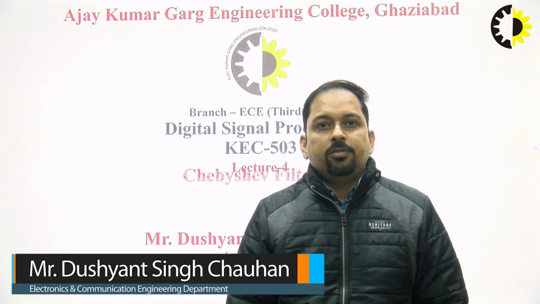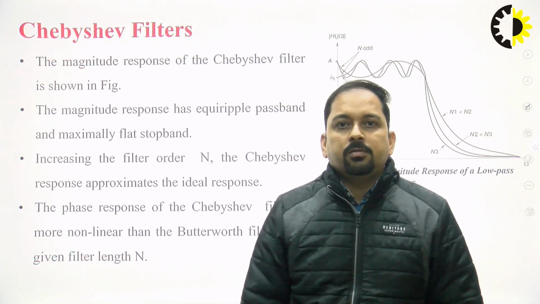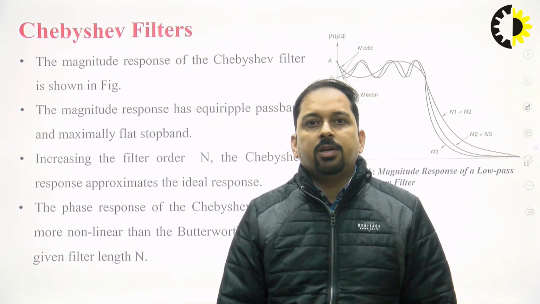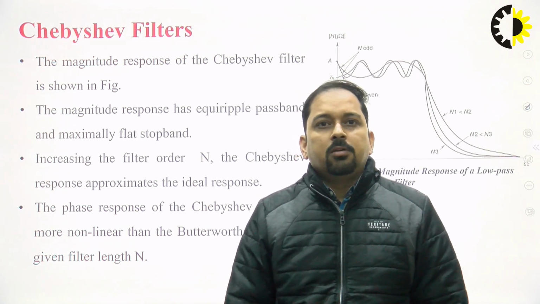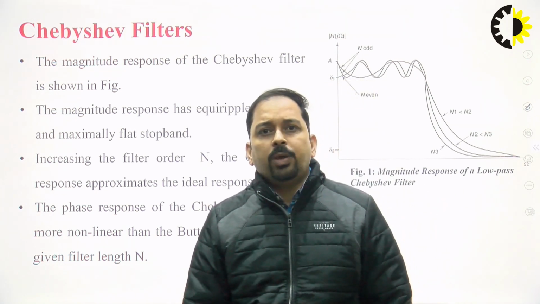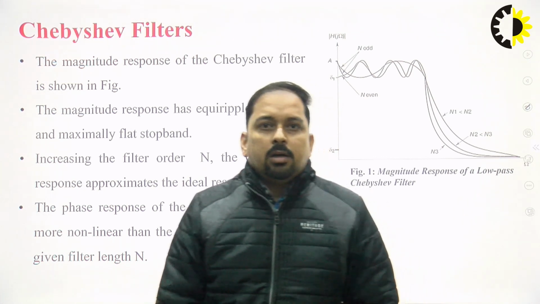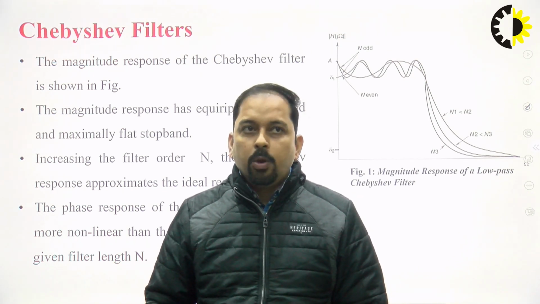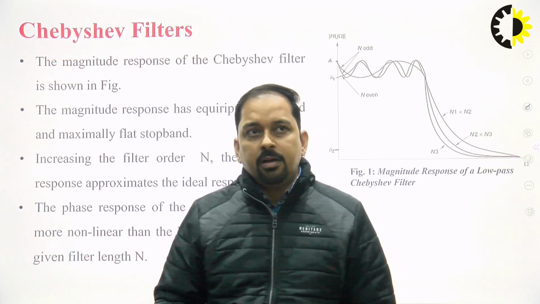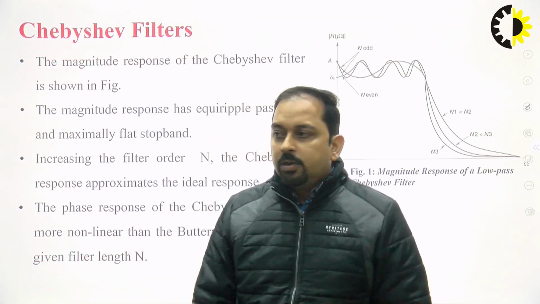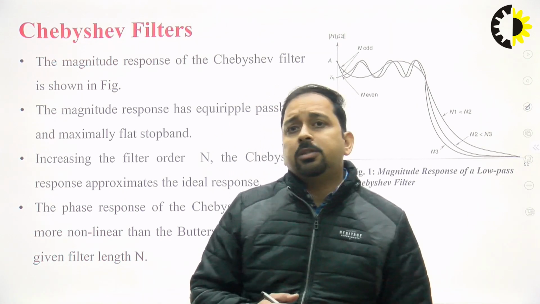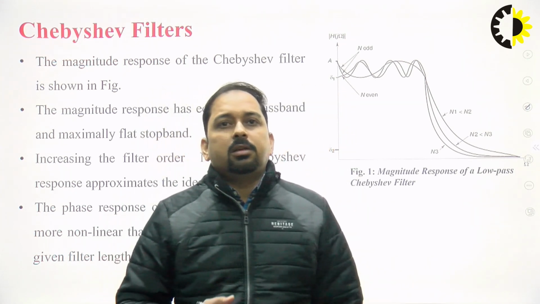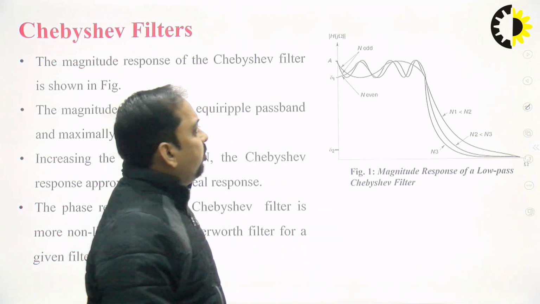This is lecture 4 and in this lecture we will see the designing of the Chebyshev filters. As in our last lecture we have seen that the IIR filters are classified as the Butterworth filter and the second one is the Chebyshev filter. So Butterworth filters have a response which is maximally flat in the pass band as well as in the stop band, whereas we have a different type of filter here which is known as the Chebyshev filter, which has ripples in the pass band, whereas it is maximally flat in the stop band.